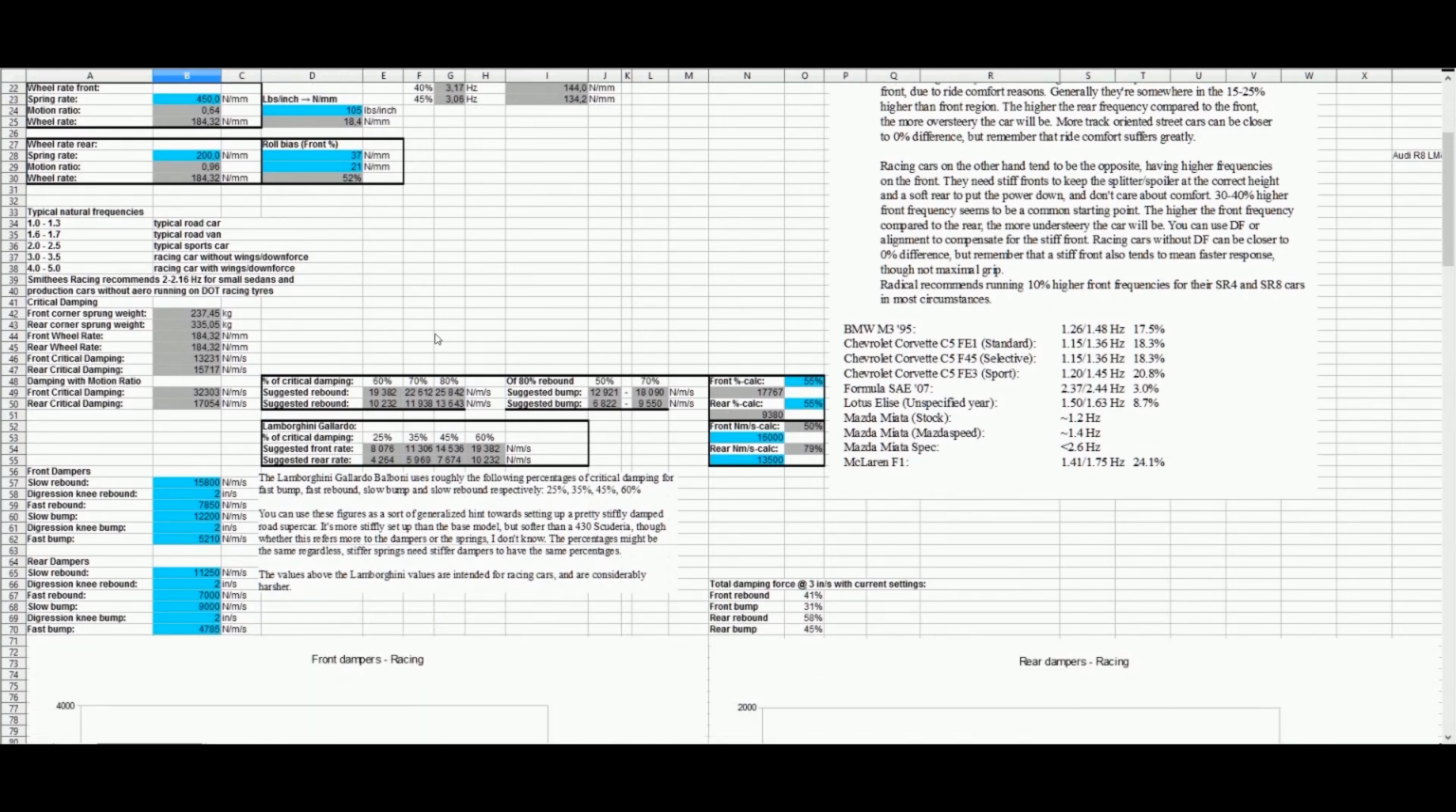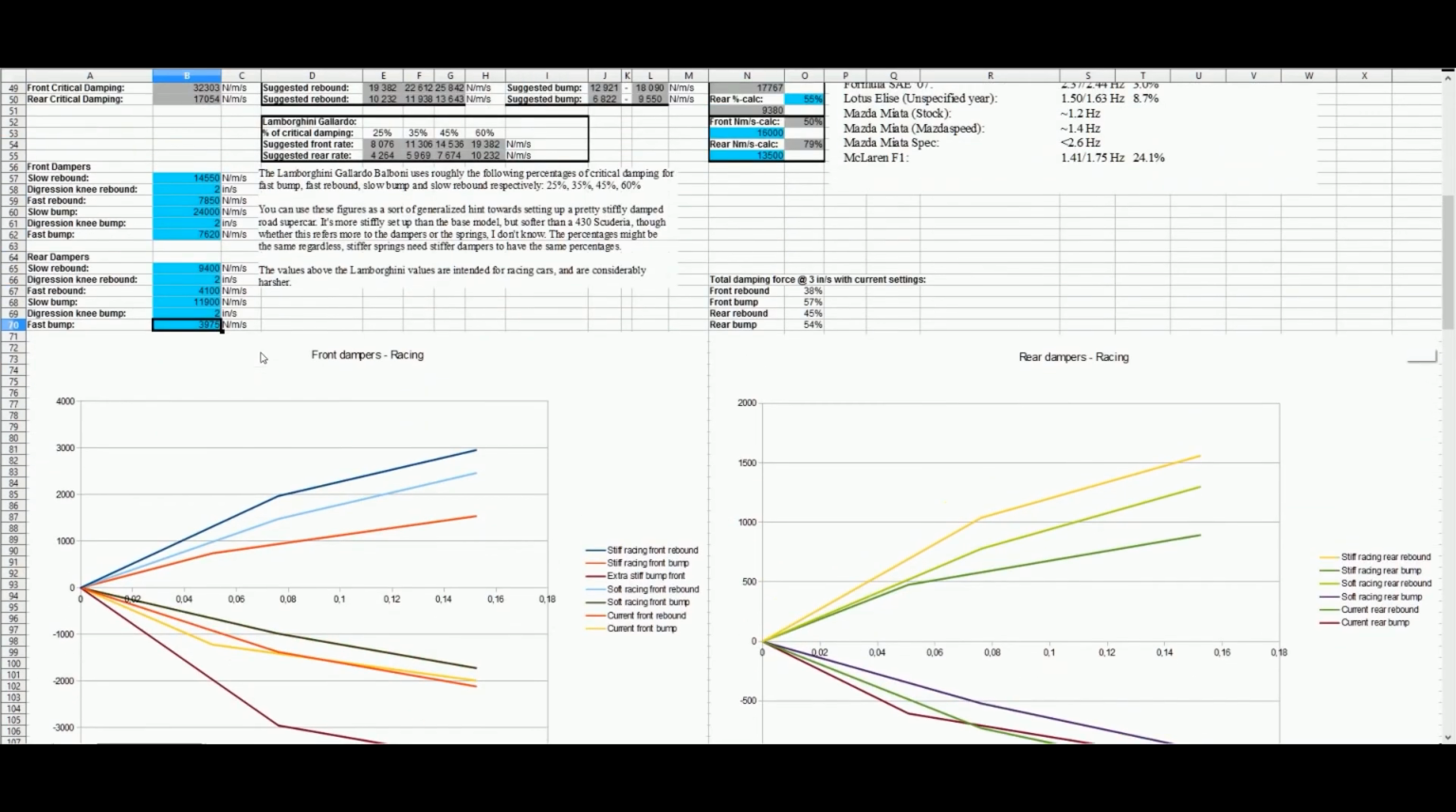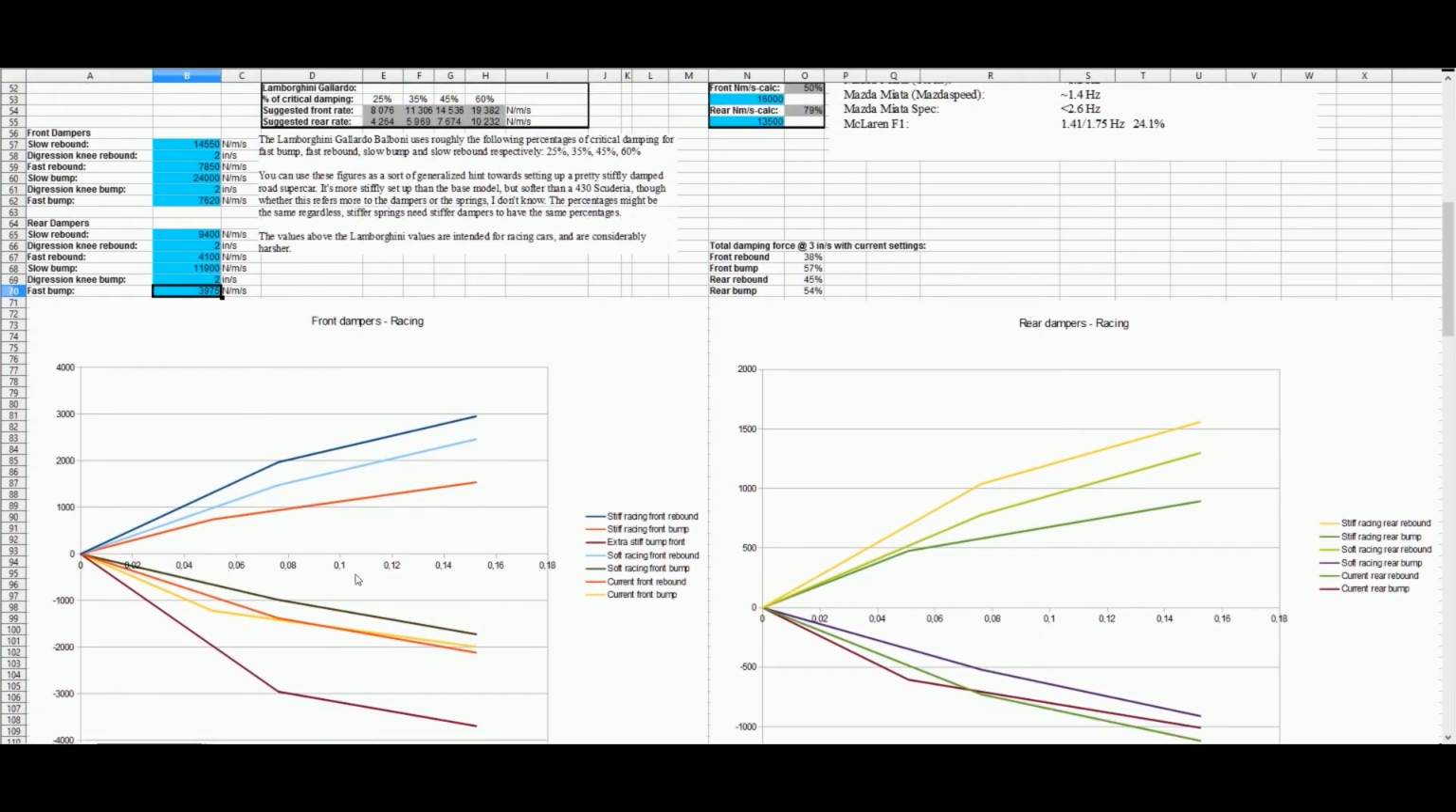So yeah, I also have the default setup for the Audi R8 Ultra here, so I'm going to put in the values: 14550, 7850, 24,000, and 7620, and 9400, 4100, 11,900 and 3,975. So at 2 inches per second we'll take a look.